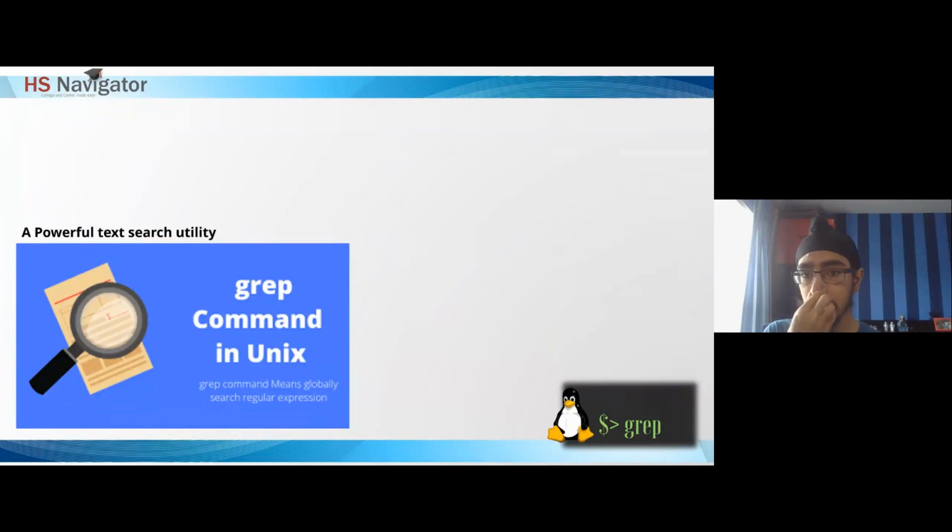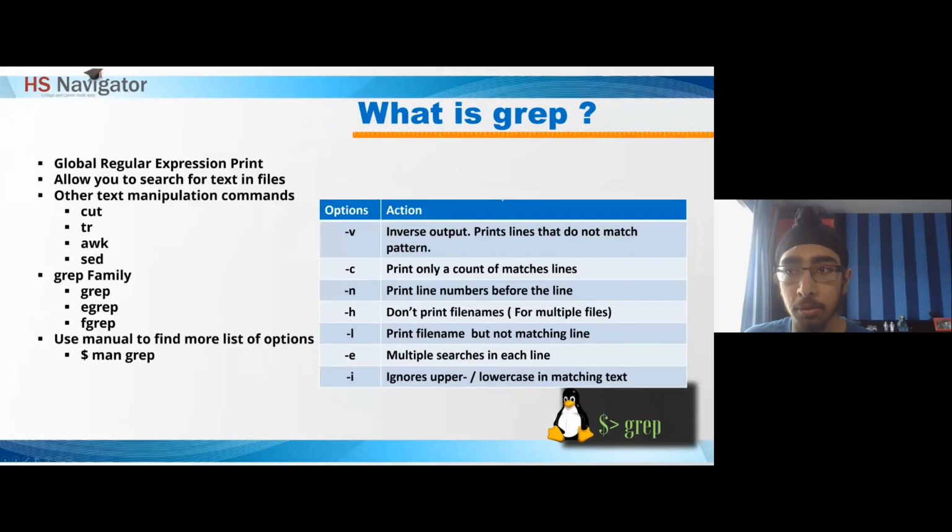Another important command, and a really important command in Unix, is called grep. Grep stands for Global Regular Expression Print, and allows you to search for text within files. So you can search all the files or specific files for specific text. It's kind of like other text manipulation commands like cut, tr, awk, and sed. There are different ones in the grep family, and you can use the manual to find out more information.